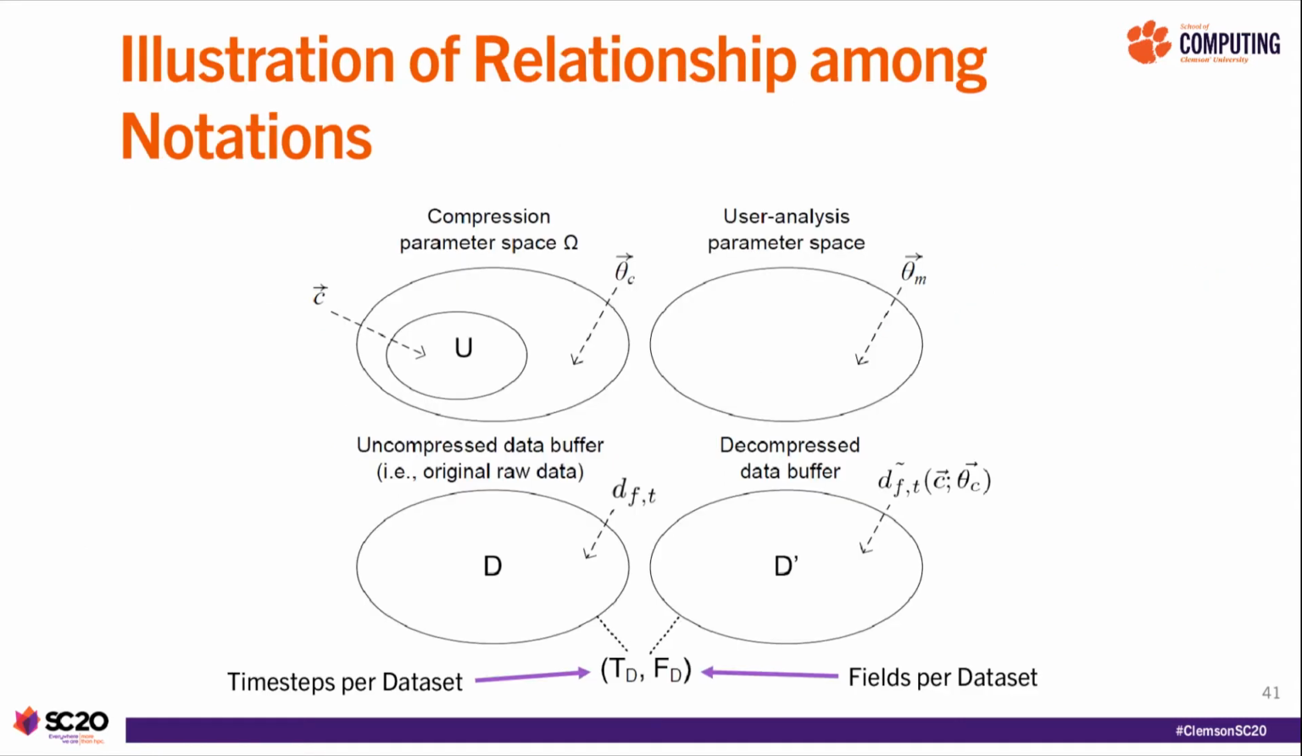The notation being redefined, let's look at a quick illustration of the relationship between the various notations. Notice that C is a member of U, which is a subset of omega, the set of all configuration parameters for a particular compressor. Notice that theta C also represents an element of omega. It is important to note that theta m is drawn from a different parameter space. We also notice the uncompressed data buffers D and the decompressed data buffers D' represent separate sets. In this understanding, the function d tilde of theta c is a mapping from D to D'.